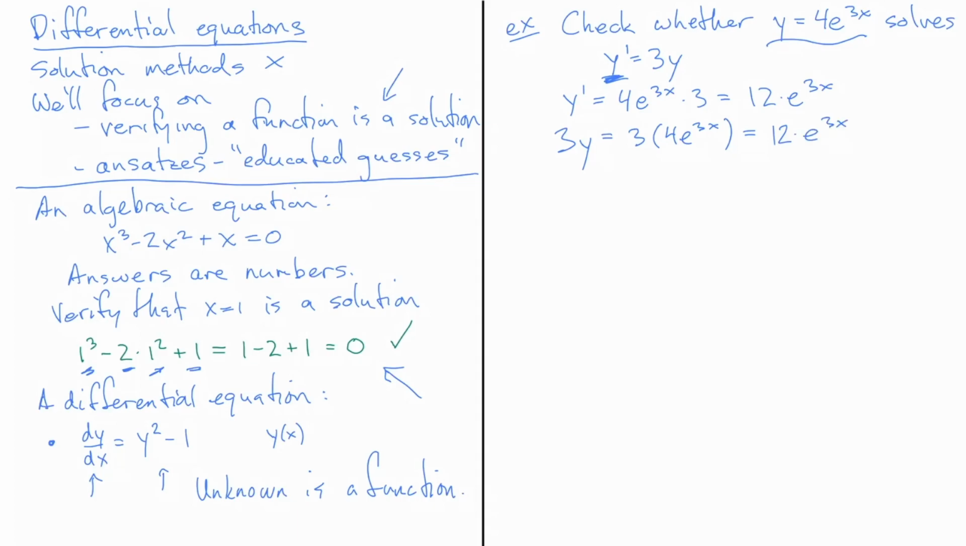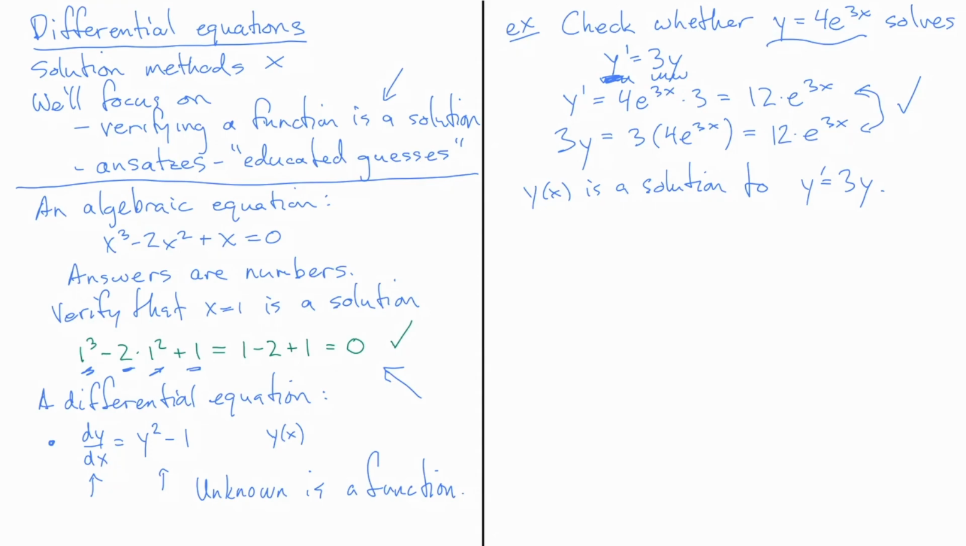So I've calculated what's on the left-hand side, I've calculated what's on the right-hand side, and you can see here that they're equal. So I have verified that this function, 4e to the 3x, satisfies this differential equation. So that means that we can say that y of x is a solution to the equation y prime equal 3y, just like x equal 1 was a solution to the equation x cubed minus 2x squared plus x equals 0.